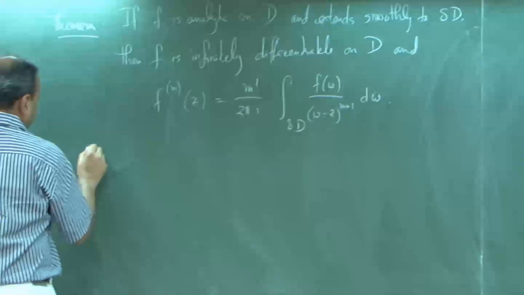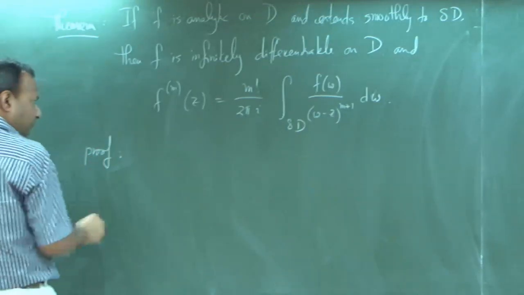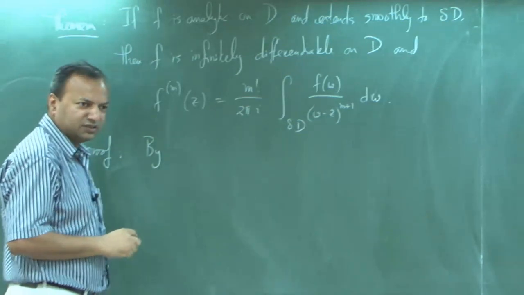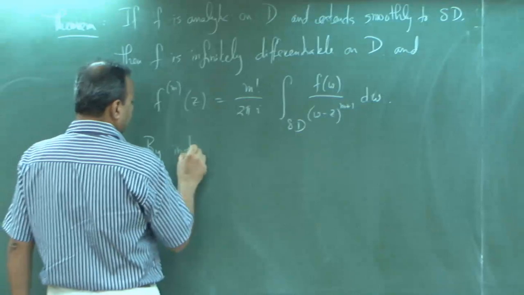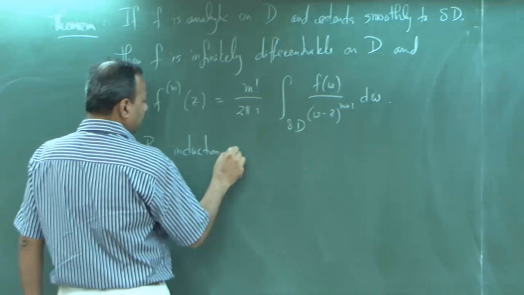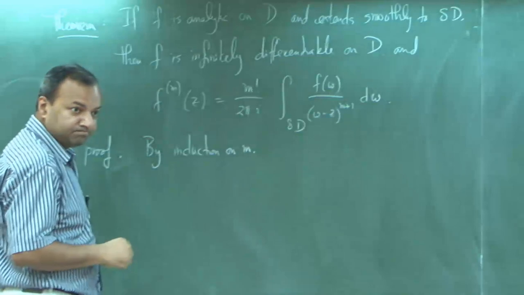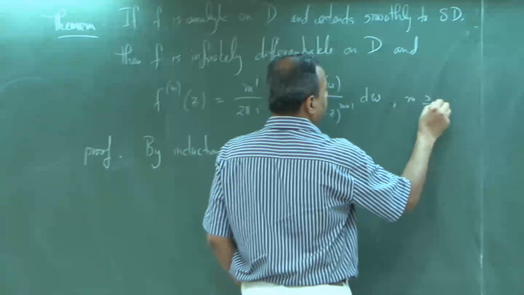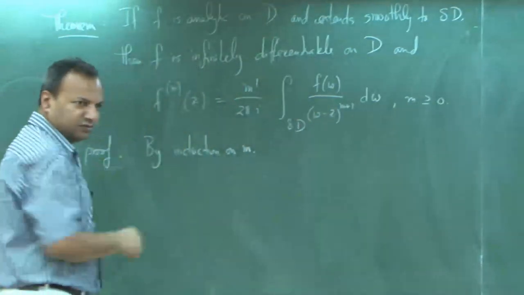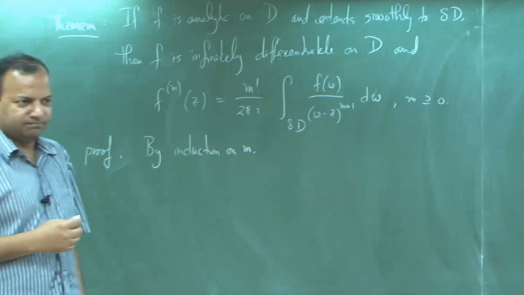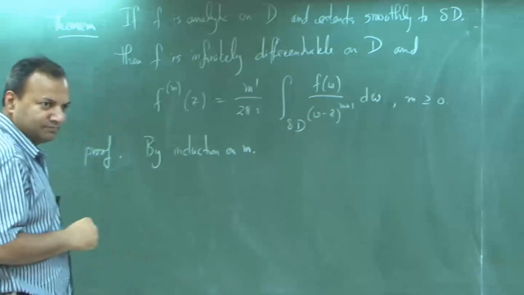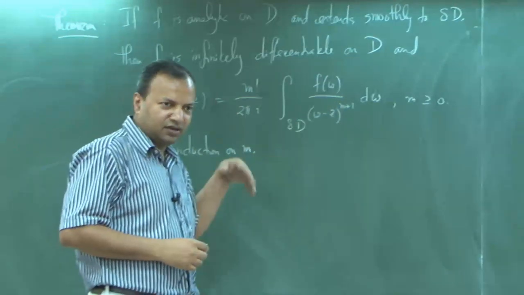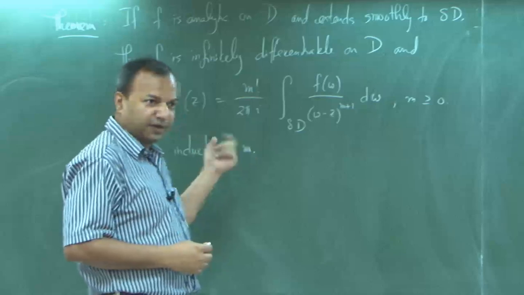So that's the theorem. And the proof is pretty straightforward, almost directly by Cauchy's integral formula. And you do induction on m. So for m equals 0, this is just the Cauchy integral formula. So that's the starting point. So let's assume this holds for values up to m minus 1, and now we want to prove it for m.